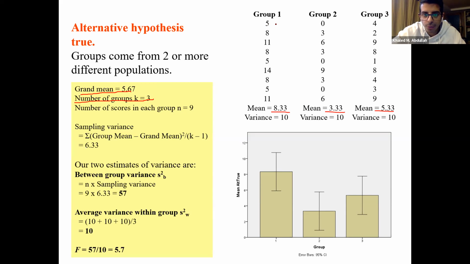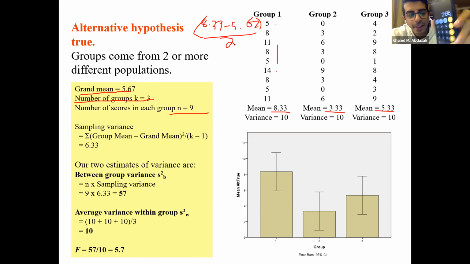The number of people in each group is also 9. I'm not going to count it. So n equals 9. Our sampling variance is going to be based on the group mean. So 8.33 minus 5.67, then you square all that, and divide it by k minus 1, which is 3 minus 1, which is 2. Let's actually do this. 8.33 minus 5.67, I got this value, 2.66, and then you square it.